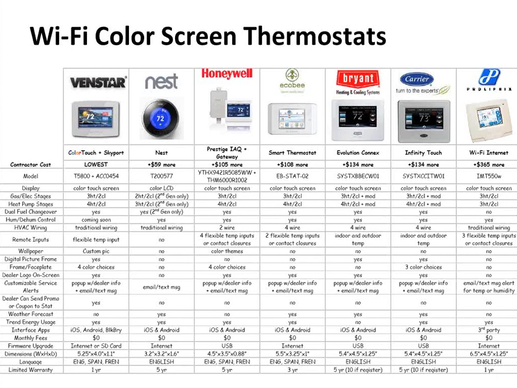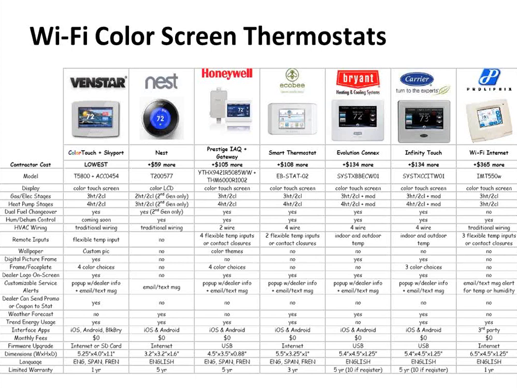Weather forecast, the Nest, Ecobee, Bryant, and Carrier ones all integrate a weather forecast of some purpose into their stat. And then in terms of energy tracking, they all do some form of energy tracking, whether it's dollars or consumption, with the exception of the Bryant stat. Everybody's got an iOS app, which is iPhone or iPad, and an Android app.